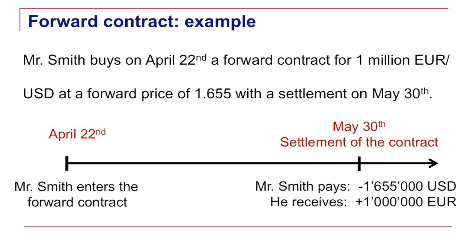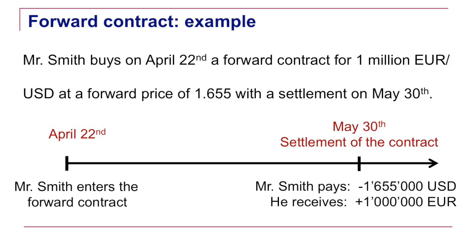So I'll give you an example. Mr. Smith buys on the 22nd of April a forward contract on 1 million euros against the dollar, at a forward price of $1.655 per euro. And the contract expires on the 30th of May.